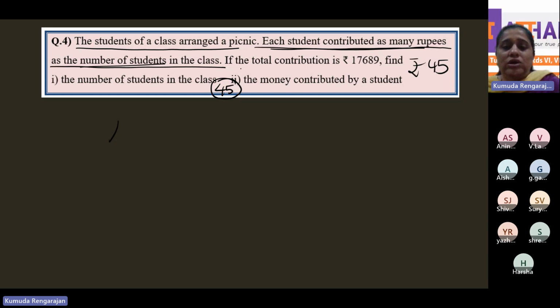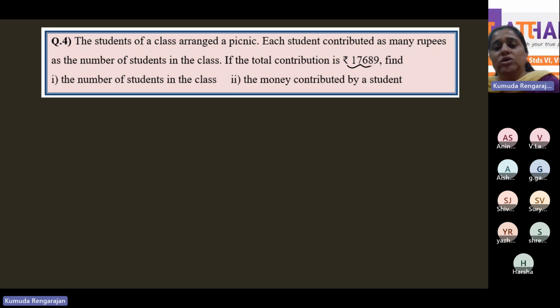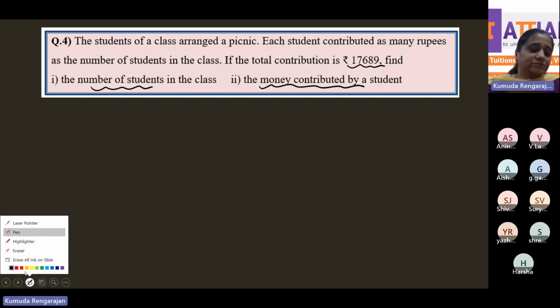So like this, the total contribution, the total money collected from all the students, is 17,689 rupees. With this information, we need to find the number of students in the class and the money contributed by each student.